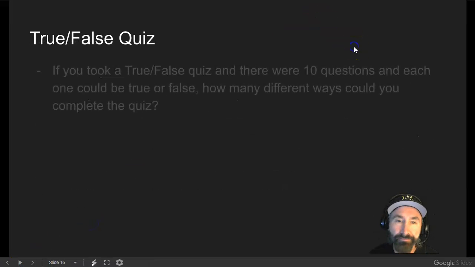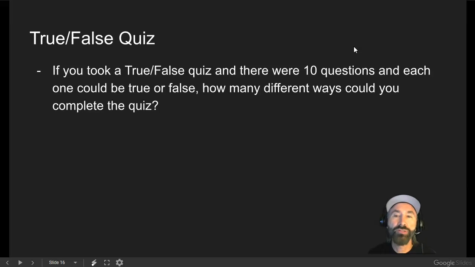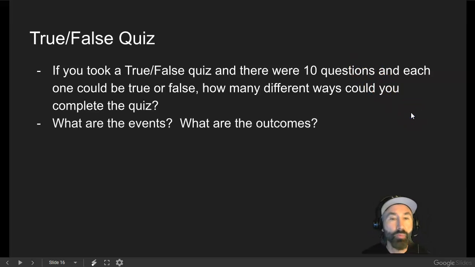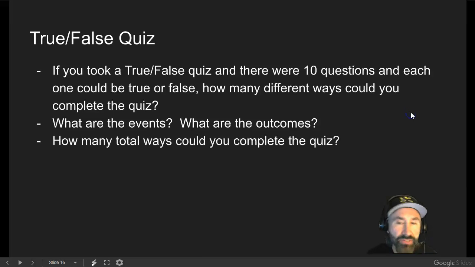True-false quiz. If you look at a true-false quiz and there were 10 questions, there's 10 questions and each one could be true or false, how many different ways could you complete the quiz? What are the events and what are the outcomes? Again, these are the questions we're always going to ask. How many total ways could you complete the quiz? That's what I'd like to know from you.